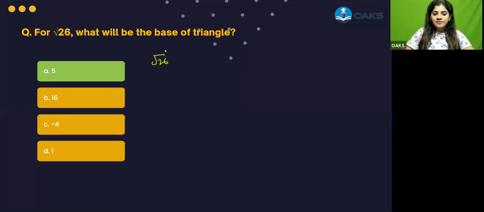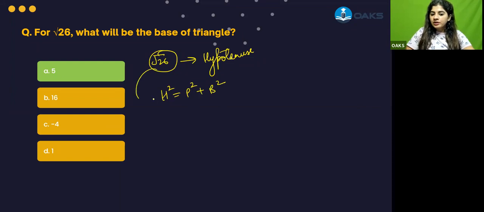Root 26 will be the hypotenuse, right? Now, for hypotenuse to be root 26, what we have the formula, it's h square is equal to p square plus b square. And I'm putting root 26 here in the place of h. So what I get is 26. And that is equal to p square plus b square, right?